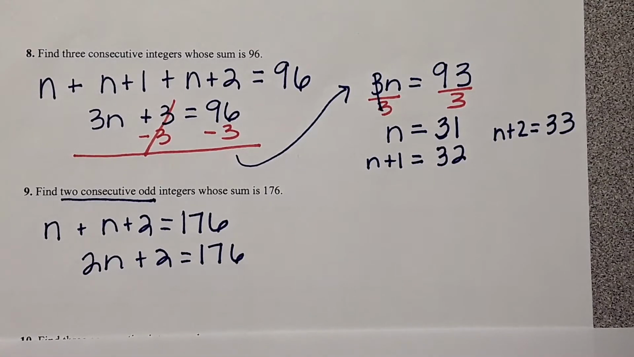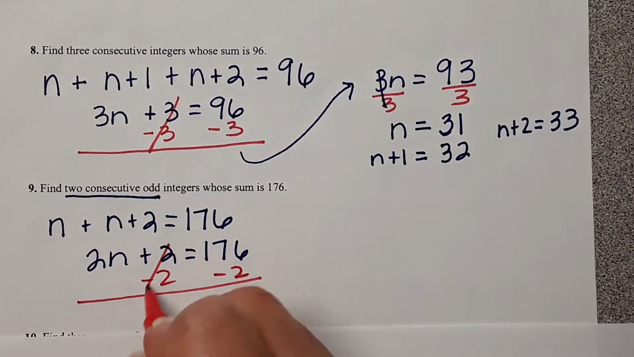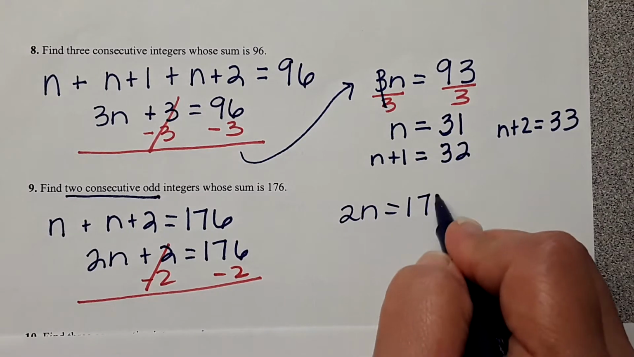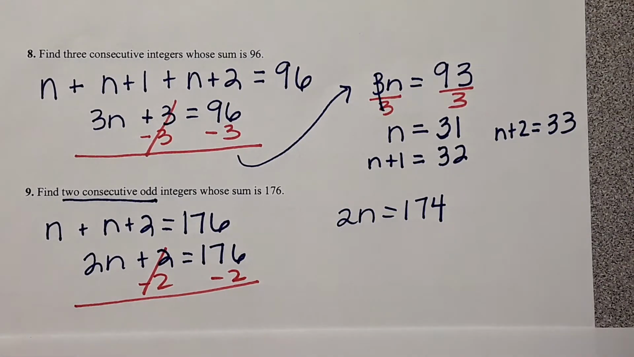Okay, now what am I going to do? Subtract 2. Remember what I said. Your answer should be an odd number. That means your answer should end in a 1, a 3, a 5, a 7, or a 9. If it doesn't, then you know you did it wrong. That's the nice thing about these. So when you divide by 2, what do you get?